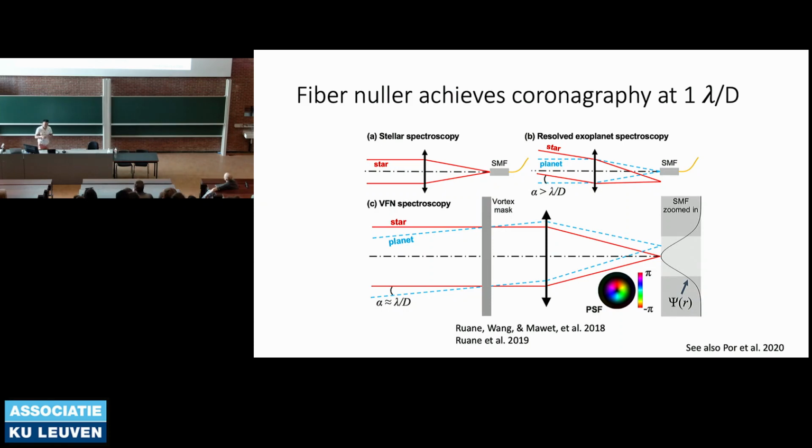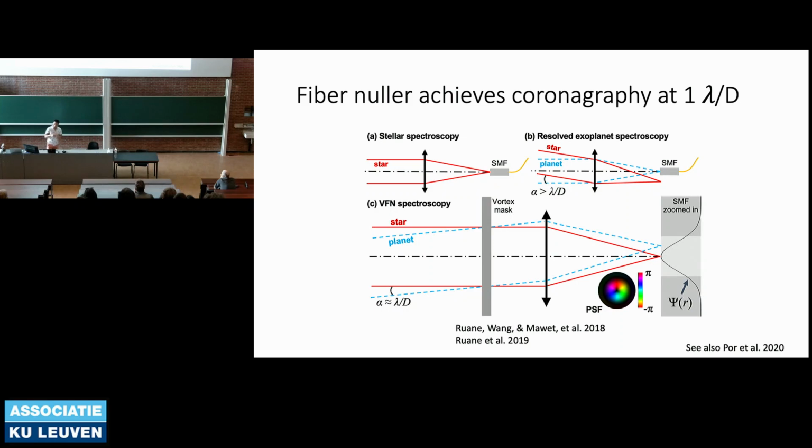But planet light is different. It will come in at a slightly different angle, which is at an angular separation of about λ/D. The planet will not experience this total destructive interference. So there will be some light from the planet going into the single mode fiber and being dispersed if you use a back end high resolution spectrograph. So that is how the fiber nuller works at about 1 λ/D.